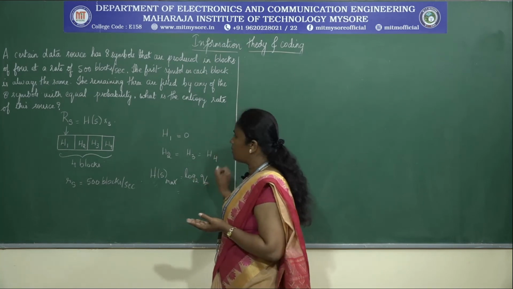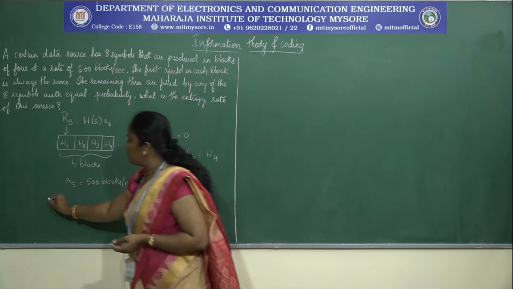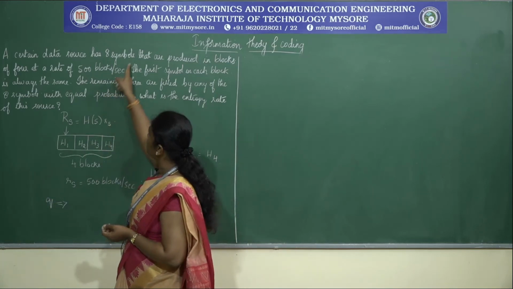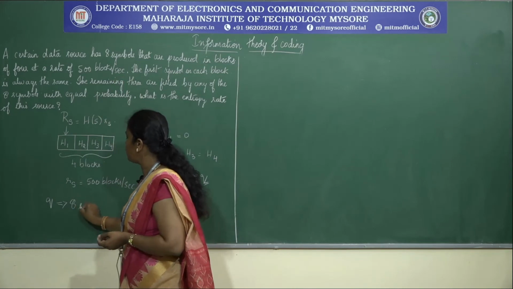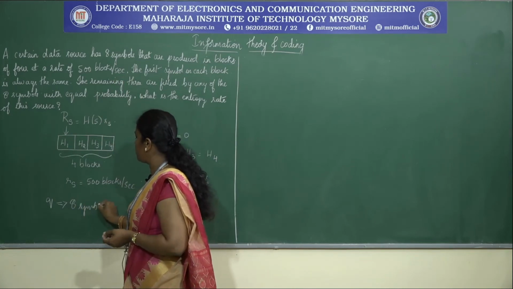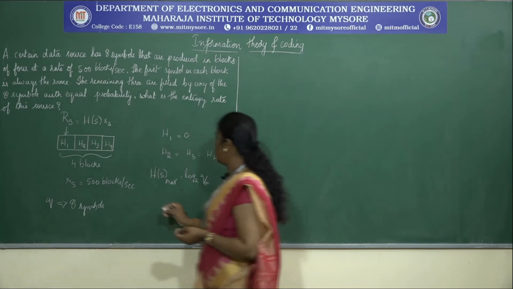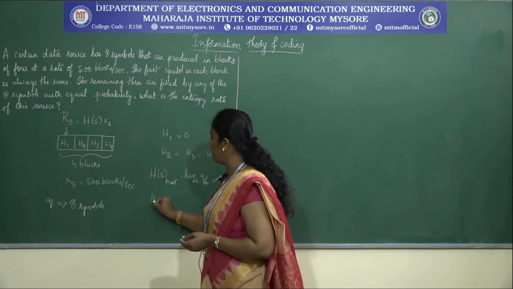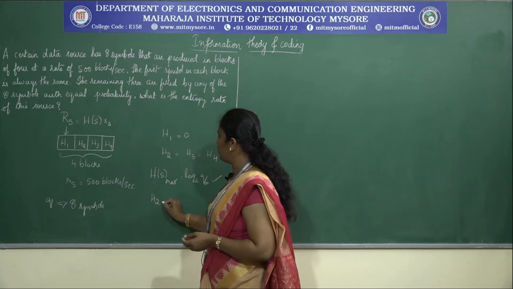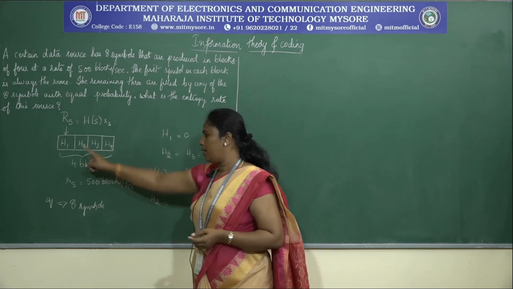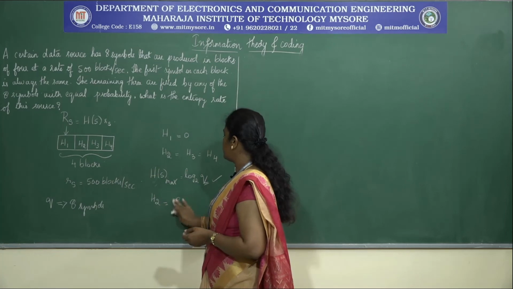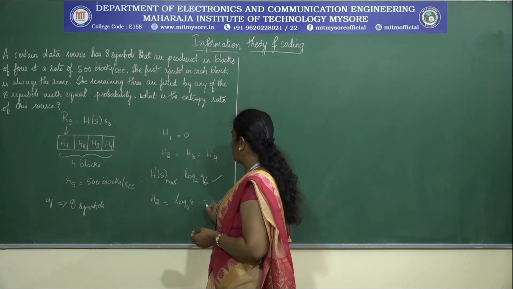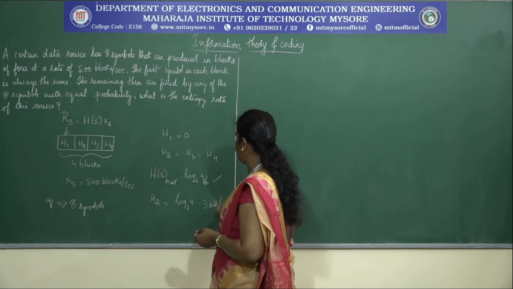Q is nothing but the total number of source symbols. How many source symbols do we have? We have 8 symbols per block. So I can use this equation to calculate my H2 value. H2 has 8 symbols, so it is log base 2 of 8, which equals 3 bits per block.